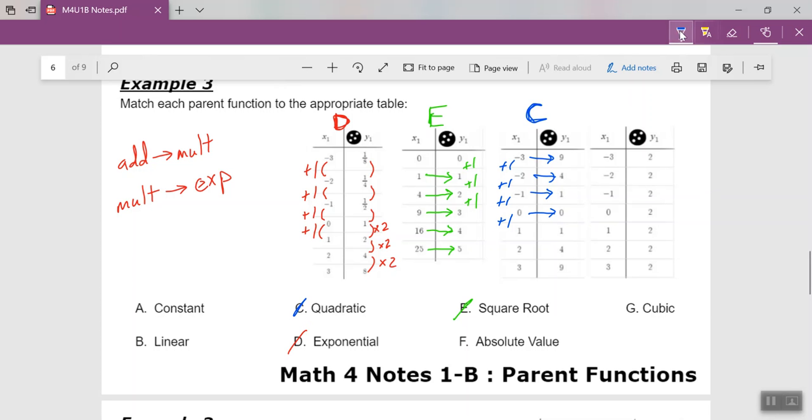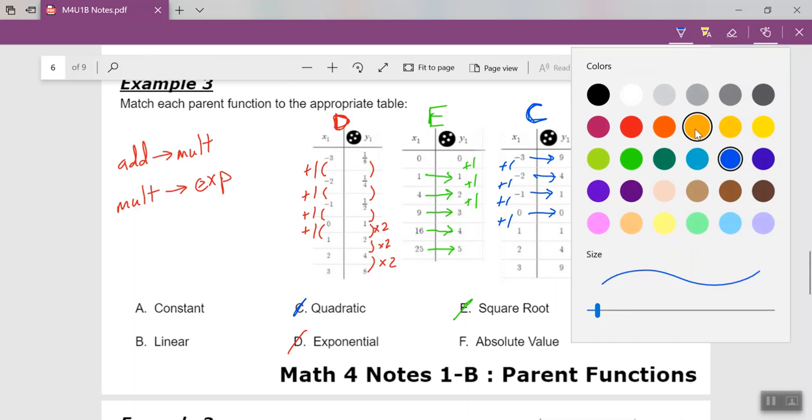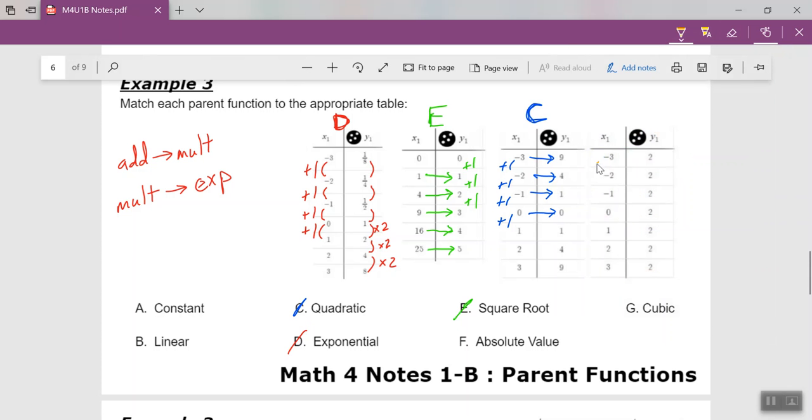All right, this guy on the end, we'll go to orange. And of course, we have plus 1s down the side.